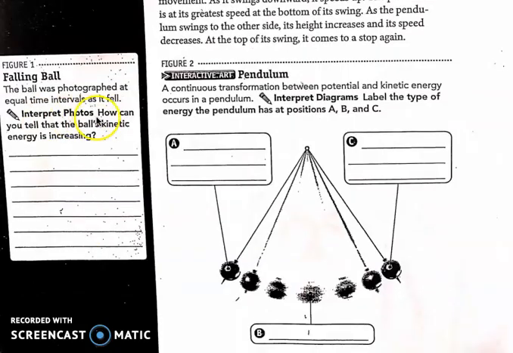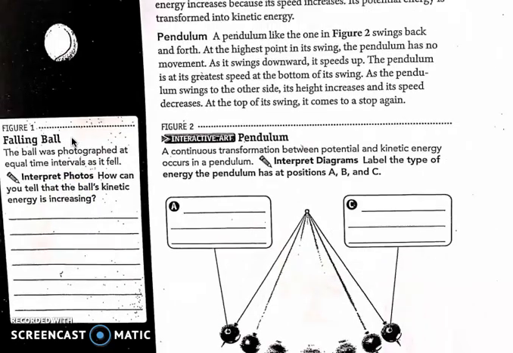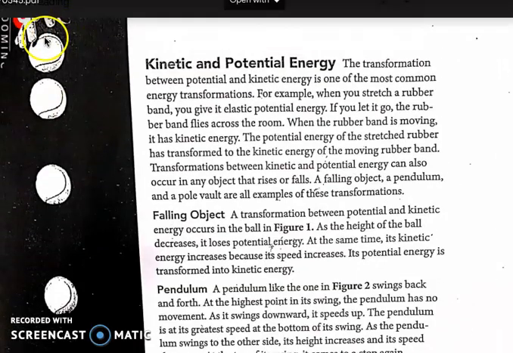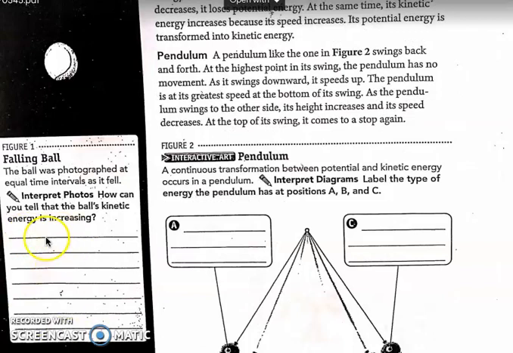Okay, how can you tell that the ball's kinetic energy or movement is increasing? How could you tell that the ball is getting faster? So look at the ball from this picture to this picture. What do you notice? From this picture to this picture, what do you notice? From this picture to this picture, what do you notice? So talk about the spaces between each picture. How do you know that the ball is getting faster? Answer the question right here.